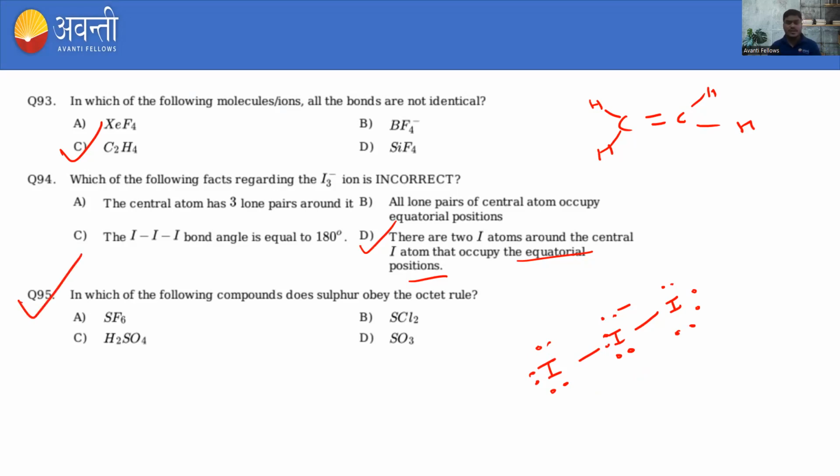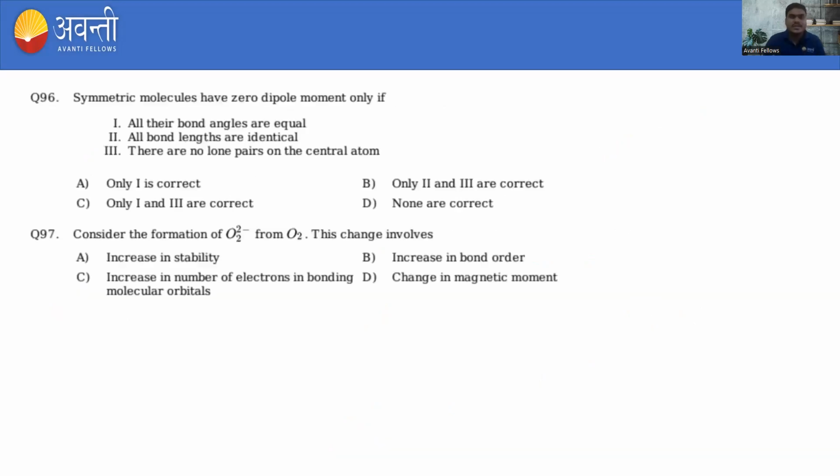Next, in which of the following compounds does the sulfur obey the octet rule? So you have to identify in which of the following the octet rule is obeyed. So basically in sulfur chloride, SCl2, because this is the structure of SCl2, this is Cl, this is again Cl, they have 2, 4, 6, 2, 4, 6, right? And sulfur also has 2 lone pairs. So in SCl2, the sulfur obeys the octet rule.